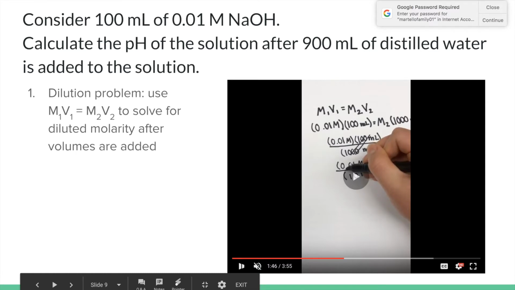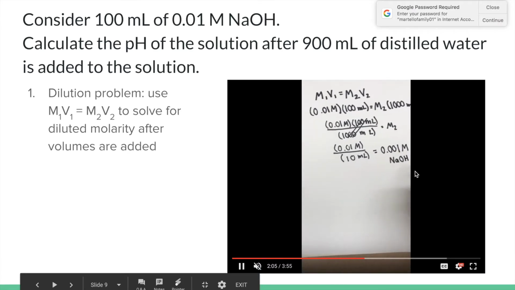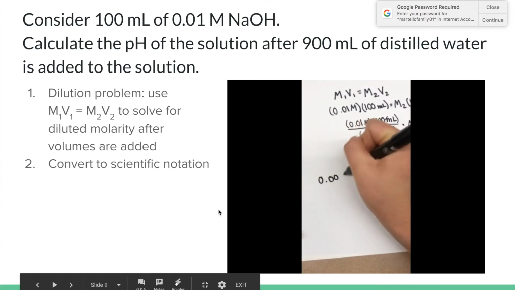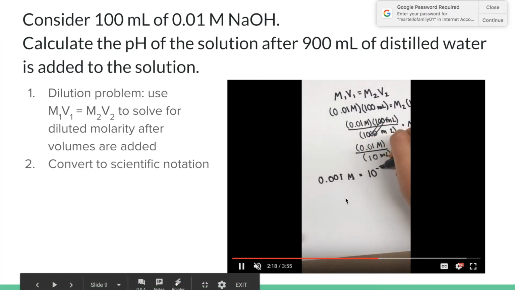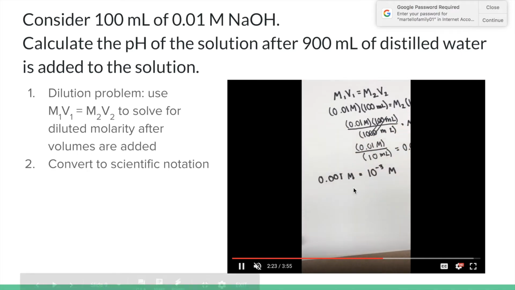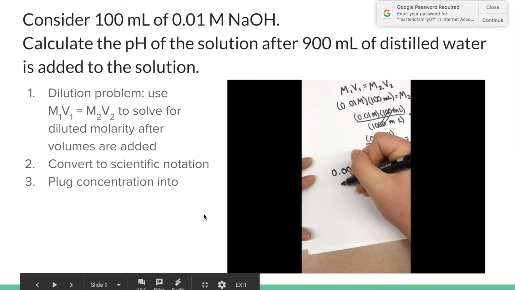Again, we want to use the math rules we just learned. We're going to pretend that this 10 on the bottom is like a 10.0, leaving us with 0.001, 3 zeros, concentration of NaOH. We're then going to convert that to scientific notation in order to make this easier to solve the pH. So 0.001 is the same thing as 10 to the negative third.